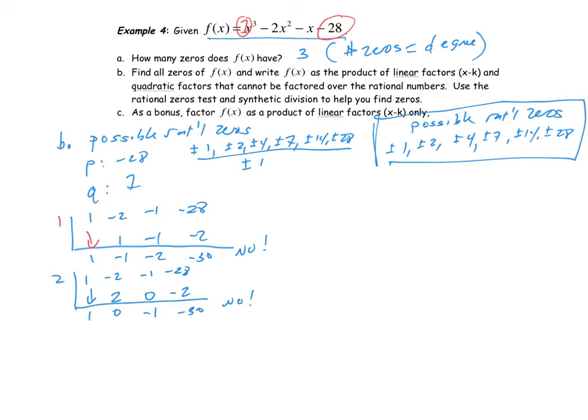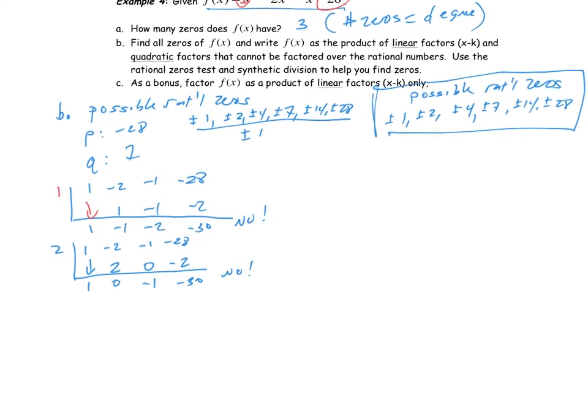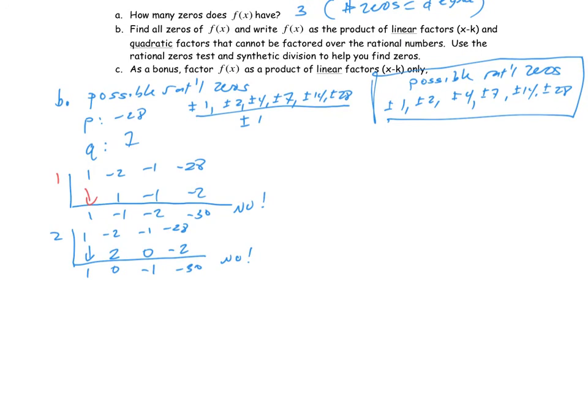Let's try another one. I'll move up to the next positive number and hope that we find something. So I'm going to try 4. So 1, negative 2, negative 1, negative 28. I'll bring down the 1.